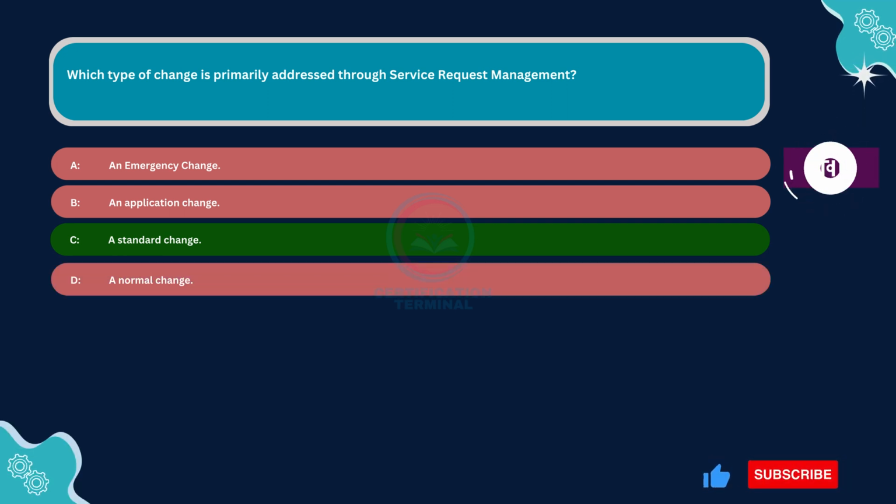Option D, a normal change, is incorrect. Normal change isn't a clearly defined term in IT change management. It's likely interchangeable with standard change, but using the established term, standard change, provides more clarity. Therefore, Option C, a standard change, is correct.